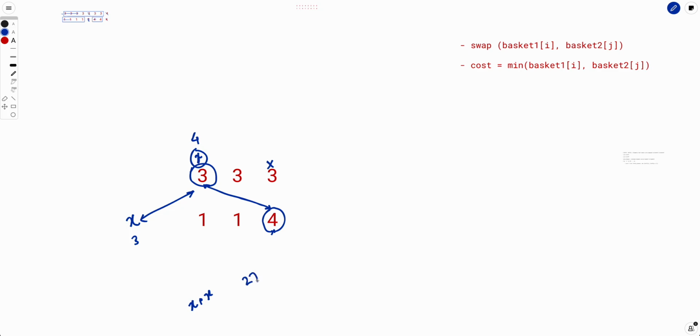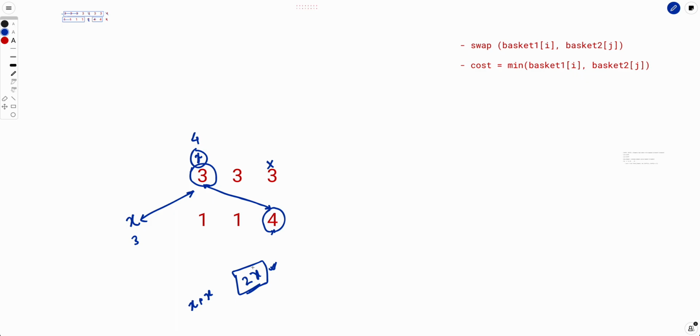So what does it mean? It means that we can take any element which is less than 3, and make a swap of any elements in the first and second basket with a cost of 2x, right? Now if this 2x cost is less than the minimum of these two, which is 3, then we will prefer this 2x cost instead of this direct swap, right?